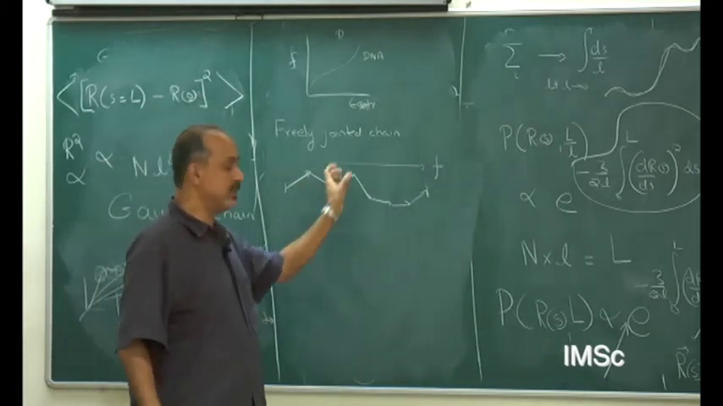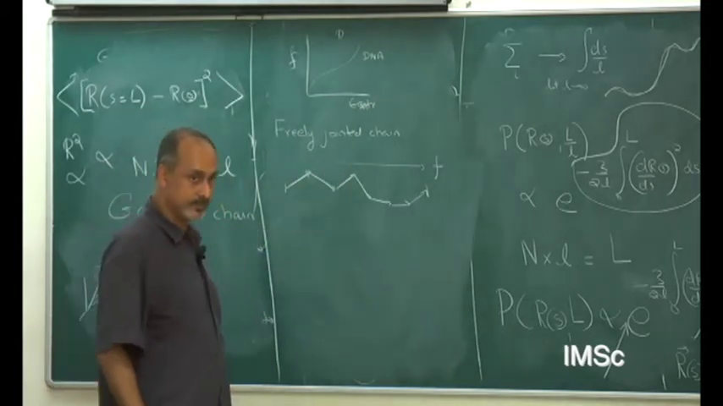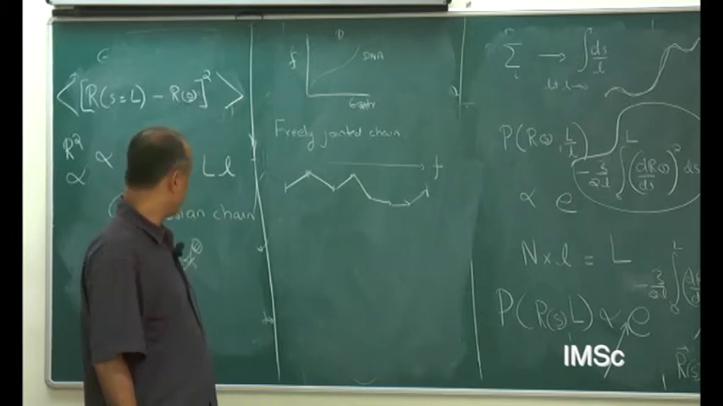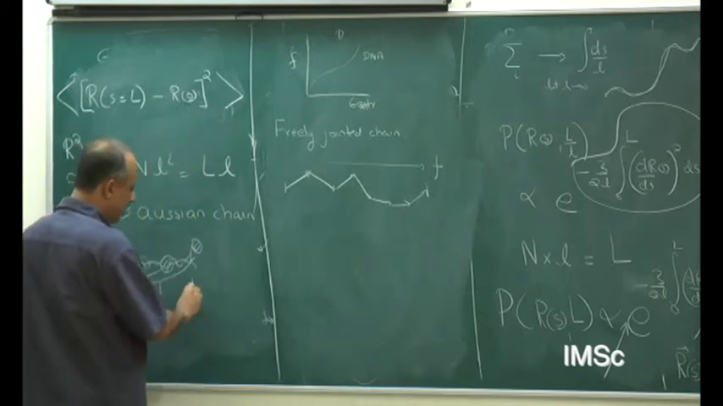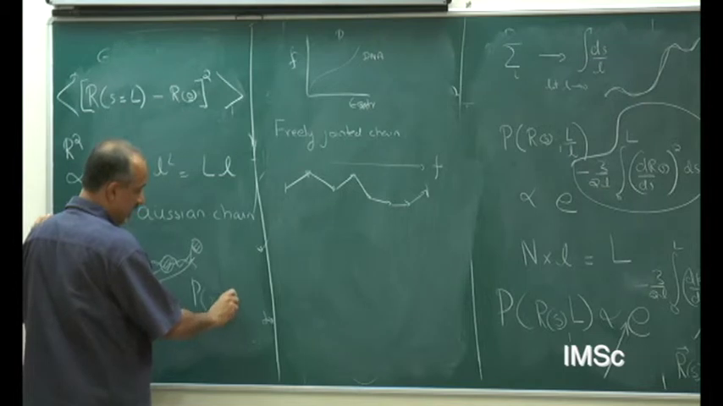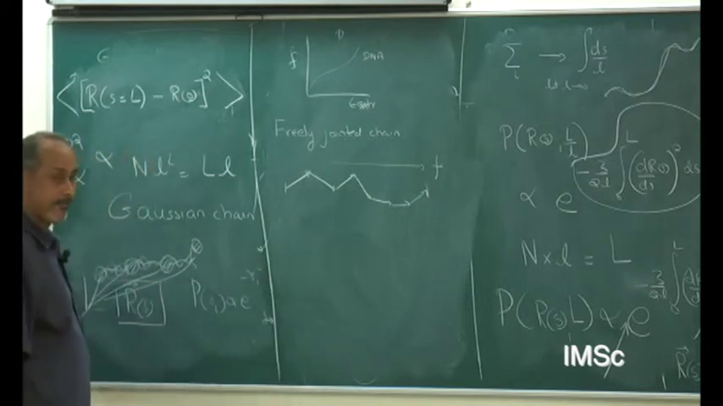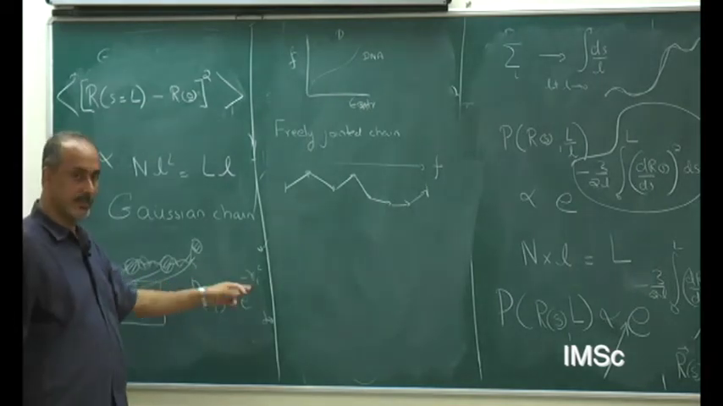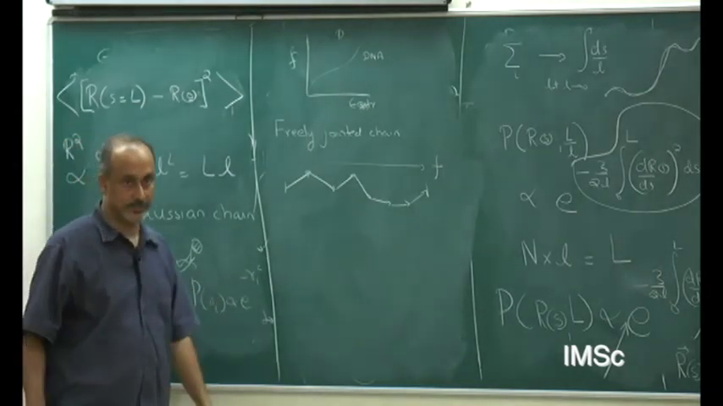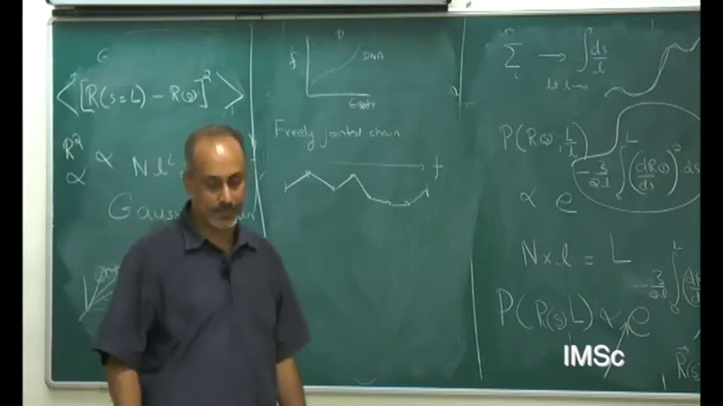Each of these are now independent of each other. Why was this called a Gaussian chain? It's called a Gaussian chain because the probability of having an individual Ri was proportional to e to the minus Ri squared. That is where the Gaussian came in. And each of these was independent of each other. Okay?